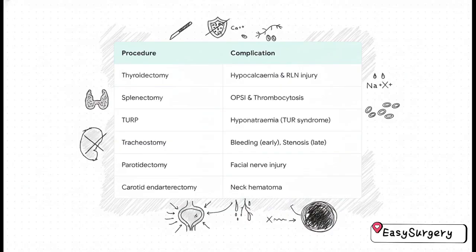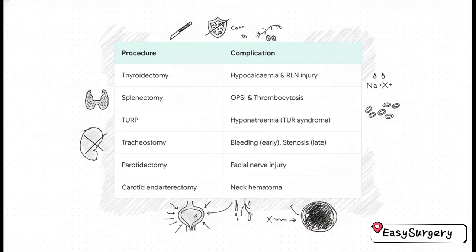Moving north to the head, neck, and then down to urology. If your patient just had a thyroidectomy, you're instantly on alert for hypocalcemia and recurrent laryngeal nerve injury. A splenectomy carries a pretty serious dual threat: overwhelming post-splenectomy infection, or OPSI, and reactive thrombocytosis. Over in urology, beware of TURP syndrome, where absorbing all that irrigation fluid leads to severe hyponatremia.